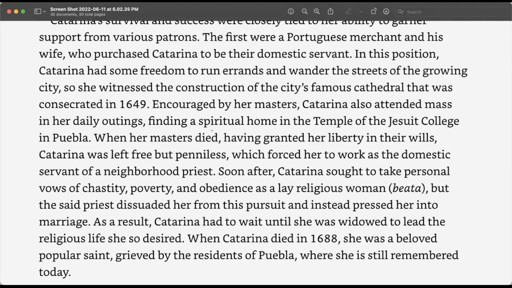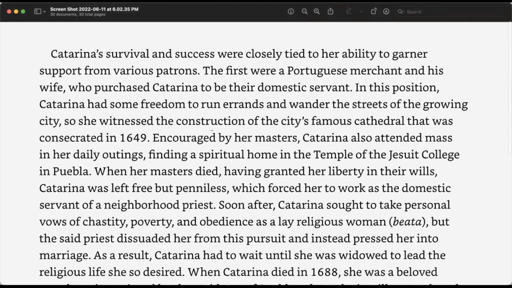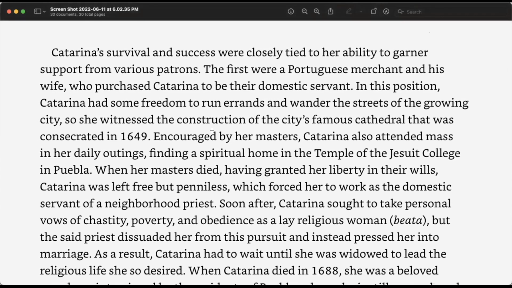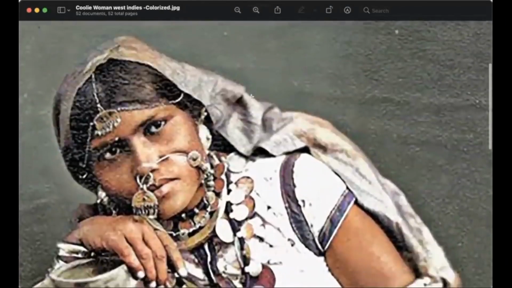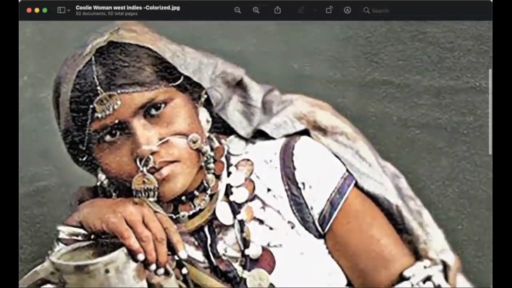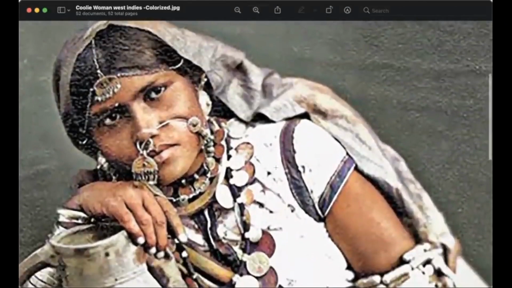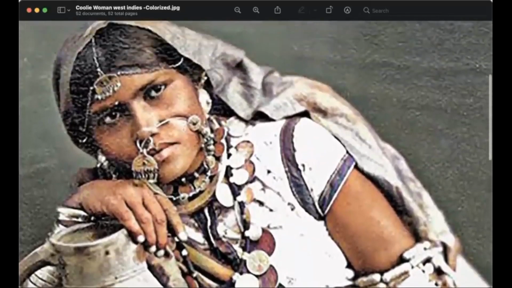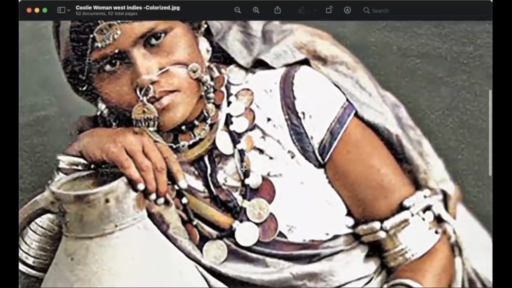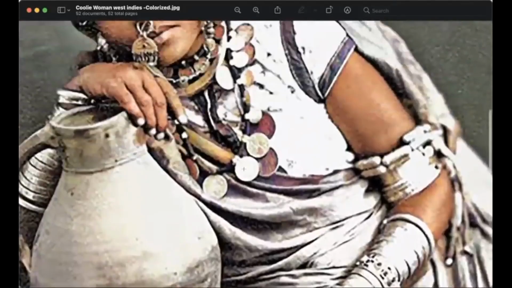All right, so she became a saint, but this China, right, Hindu, right, this Hindu woman. This is another coolie woman from the West Indies, in the West Indies, I mean. As you can see, very beautiful, nice jewelry. Look at her nose ring. A lot of history and tradition, you know. Things that they never teach us.